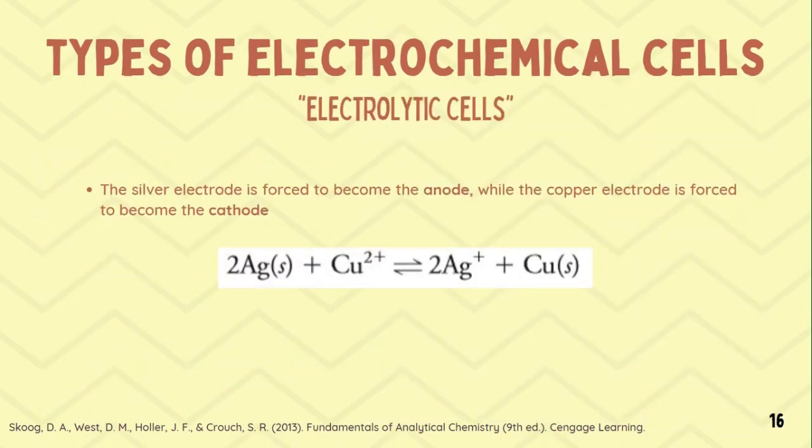Note that the direction of the current in an electrolytic cell is the reverse of that of the galvanic cell, as well as the reaction of the electrodes. The silver electrode is forced to become the anode, while the copper electrode is forced to become the cathode. The net reaction when a voltage is higher than the galvanic cell voltage, or the net reaction in an electrolytic cell, is the opposite of the spontaneous cell reaction given by the equation you can see on the screen.